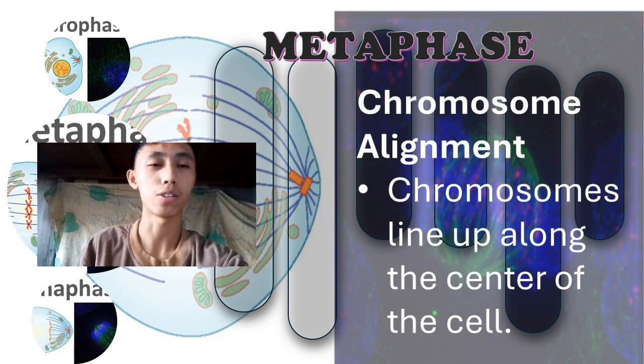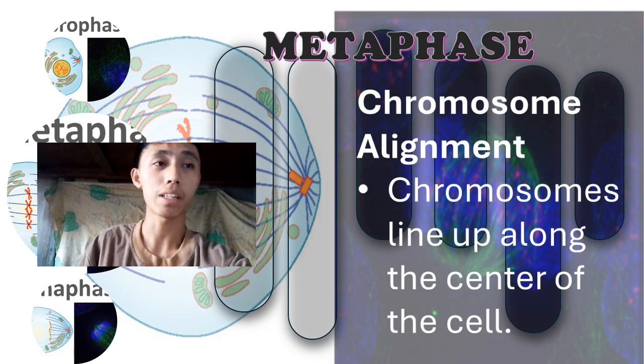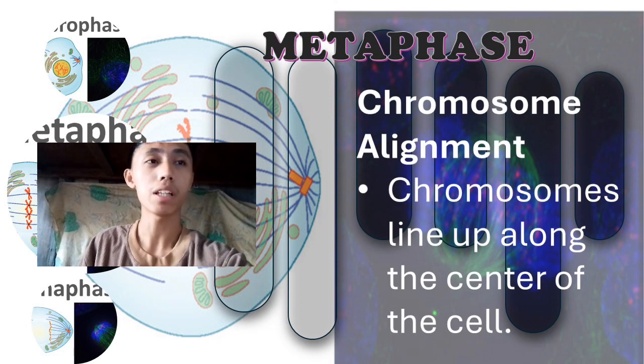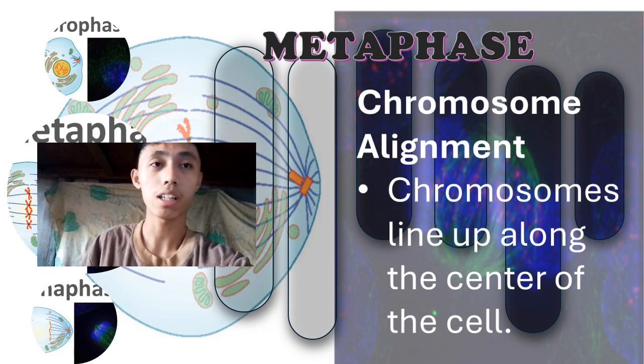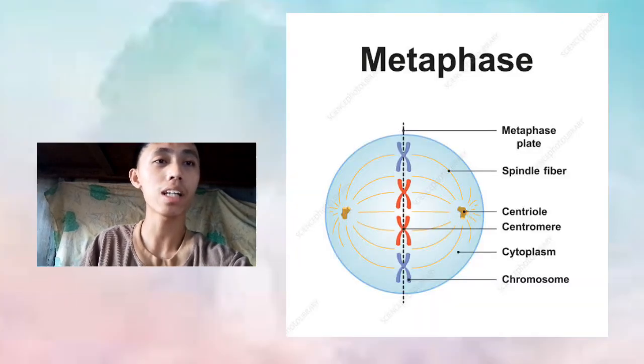Alright, that sounds mesmerizing, right? So, continue this, and here's the kicker. This alignment isn't random. It's meticulously orchestrated to ensure that each new cell receives the correct number of chromosomes. It's like watching a perfectly choreographed dance, in which every step is crucial for the success of the performance.